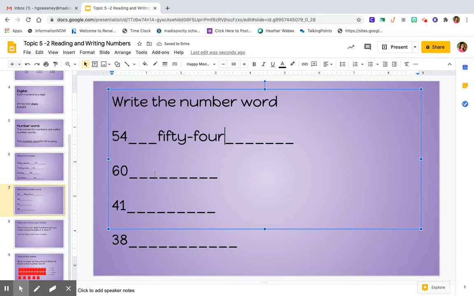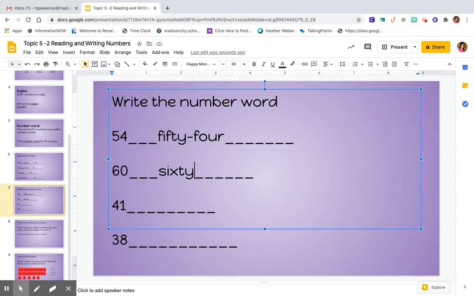Now my next one I'm going to try on my own. This is the number 60. So I need to write the number word for 60. 60, S-I-X-T-Y. Now this one does not need a hyphen because it doesn't have another digit besides the 0 here in the ones place. Now I want you to try the last two numbers and write the number word for them. Come back and press play when you are finished.